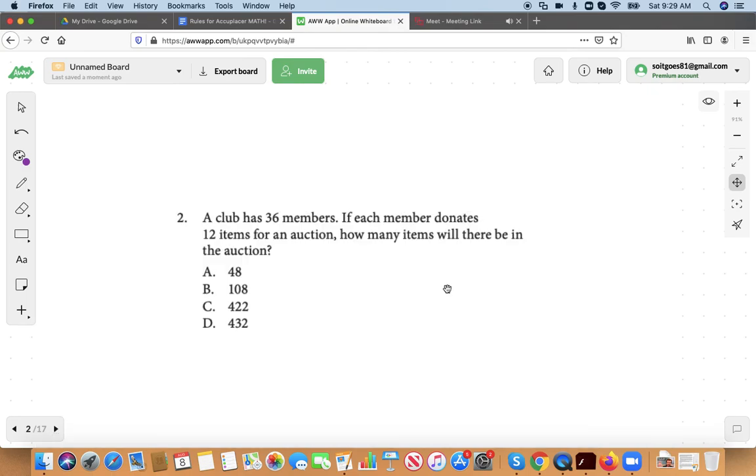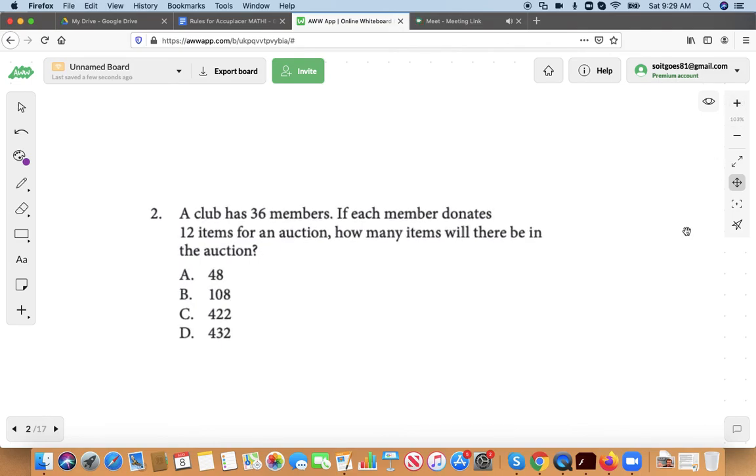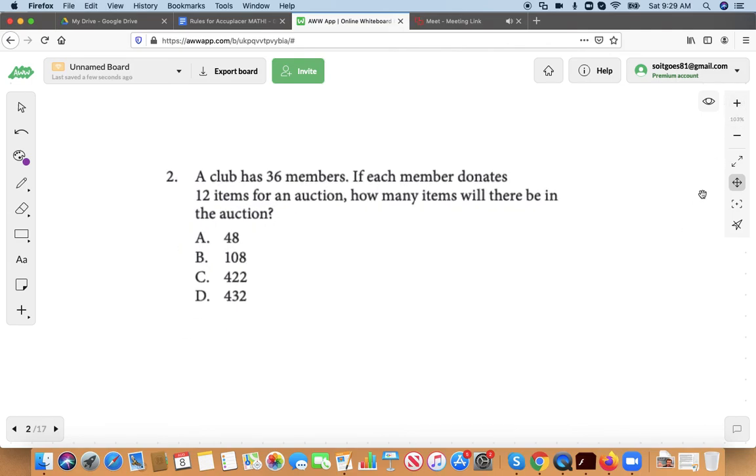Go ahead and read question number 2 for us, please. A club has 36 members. If each member donates 12 items for an auction, how many items will there be in the auction? Let's think about this logically. First, what are we solving for? How many items will be in the auction. I'm going to underline that again, make that really clear. We're trying to find the number of items in the auction.